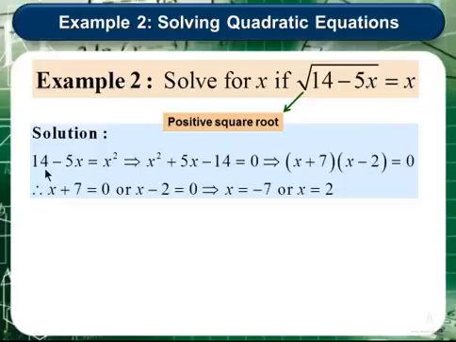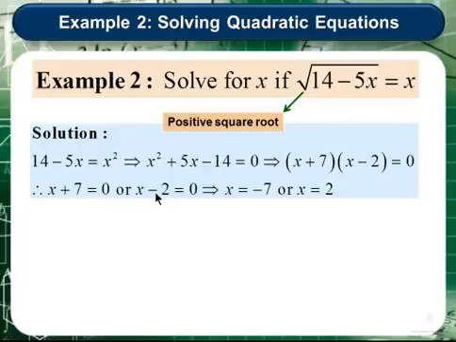Squaring both sides, we have 14 minus 5x is equal to x squared. Rearranging into the standard form for the quadratic equation, we have x squared plus 5x minus 14 is equal to 0. Then do the factorization of the trinomial on the left-hand side. We have the product of x plus 7 and x minus 2 is equal to 0. By our previous discussions, we have either x plus 7 is equal to 0 or x minus 2 is equal to 0 for the next step in this solution process.